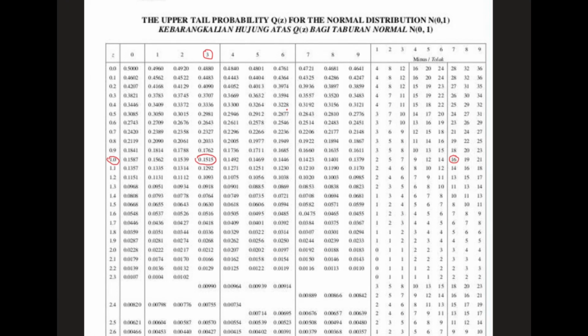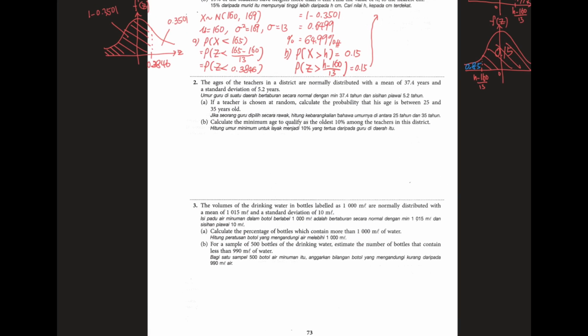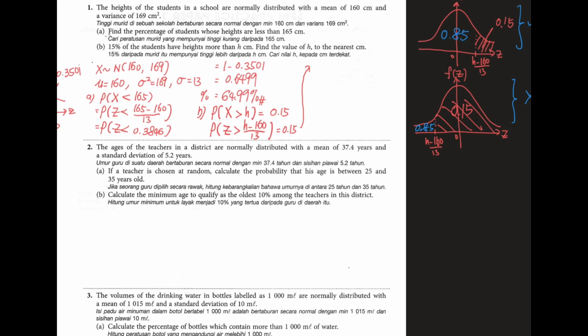Now, 1.037, that's the Z score. We just need to read the side, 1.037, to get the Z score. Okay, so we get ready and write it down: H minus 160 over 13 equals 1.037. So we find the H.